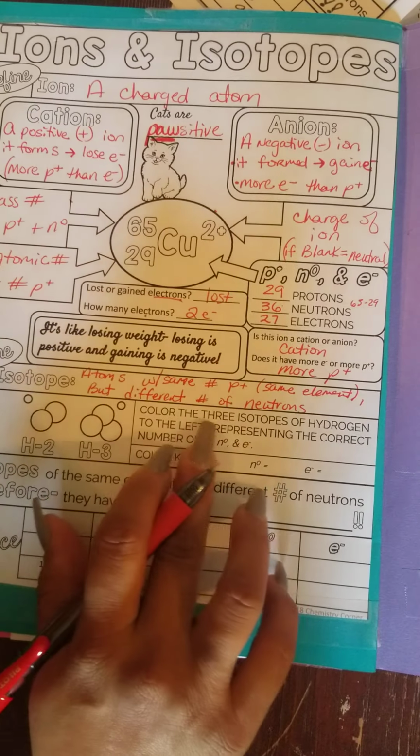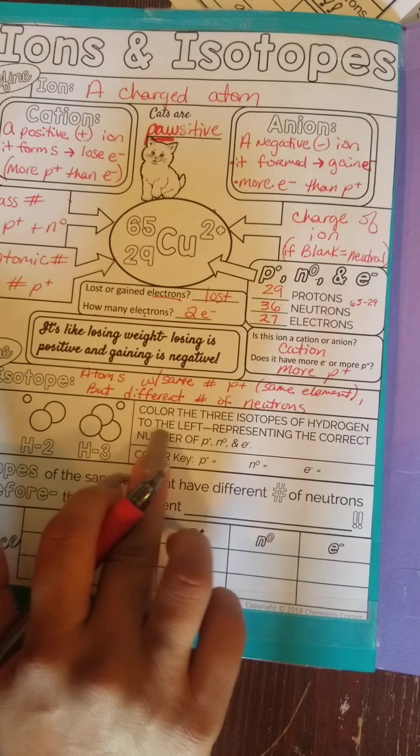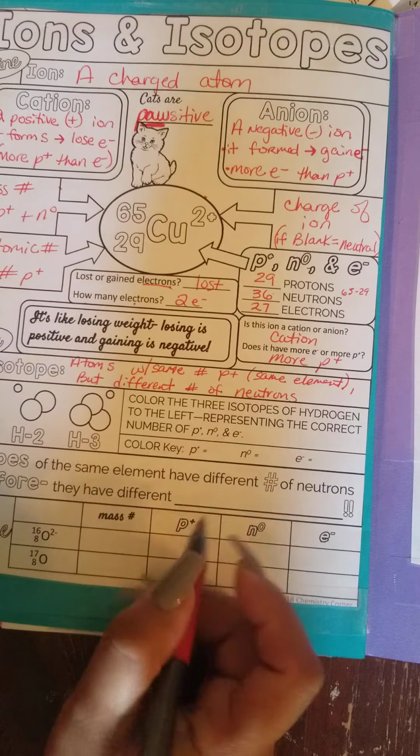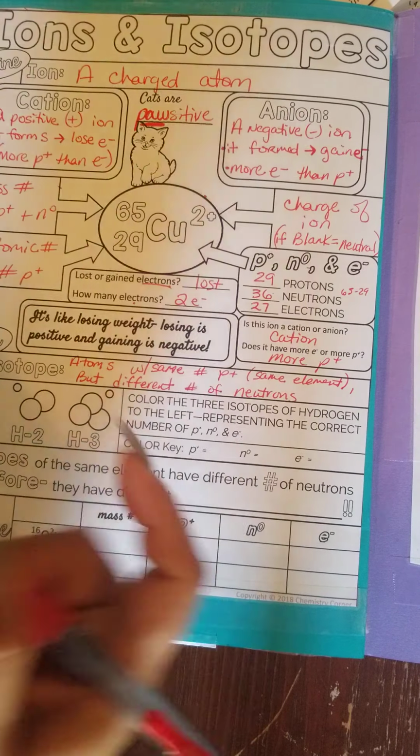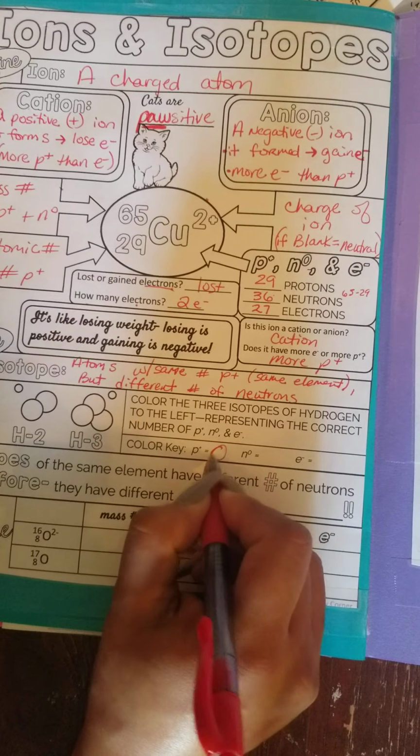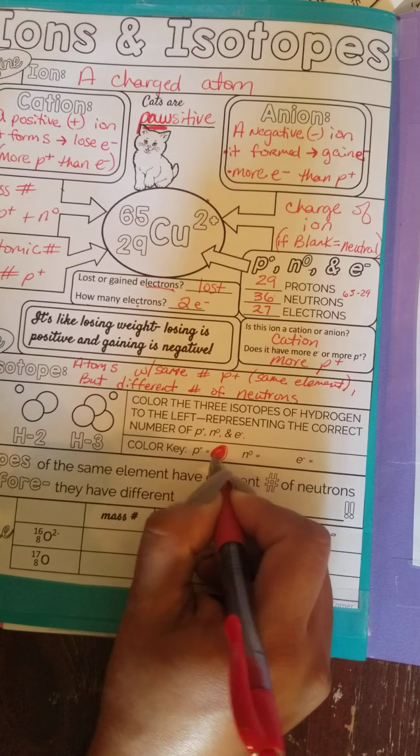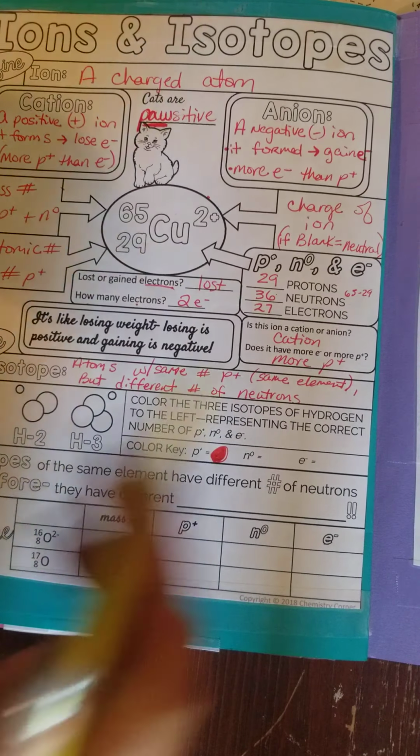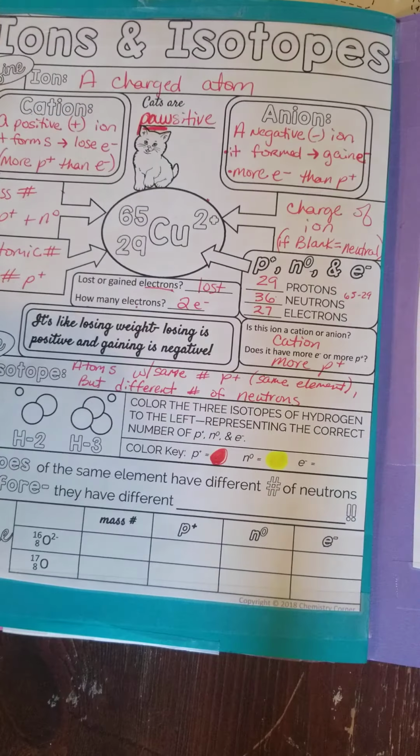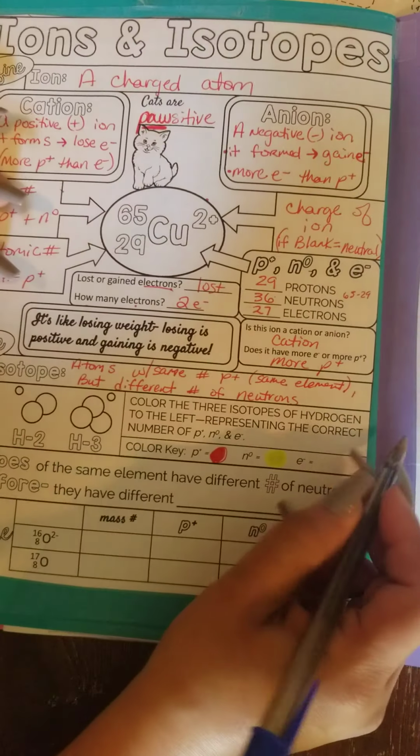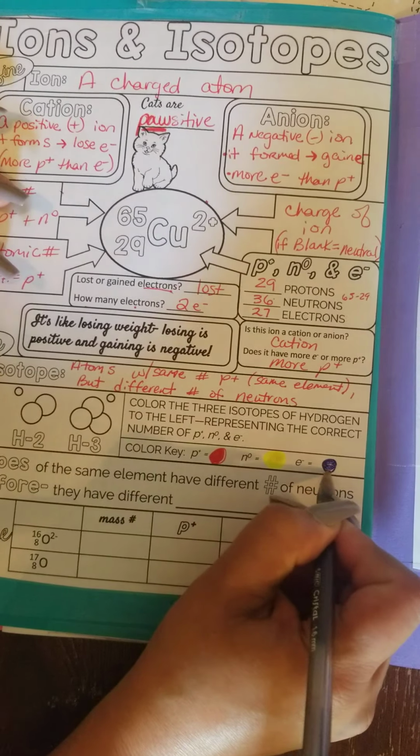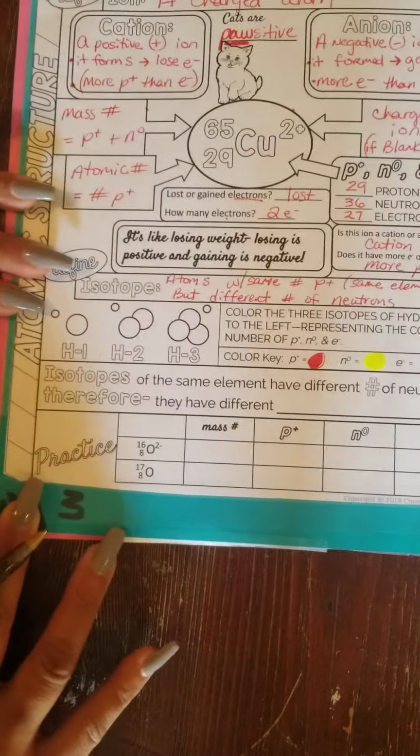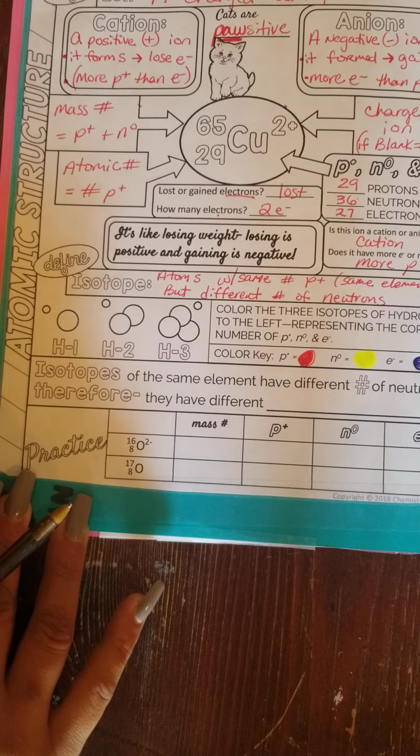It says here, color the 3 isotopes of hydrogen to the left, representing the correct number of protons, neutrons, and electrons. So let's see. It says color key. You choose your colors. I'm going to choose, because I have red, protons are going to be red for me. I'm just going to use what I have here next to me. Neutrons are going to be yellow, because I have yellow. And I have a blue pen. Use what you have next to you. So, let's look. Hydrogen 1. Alrighty.